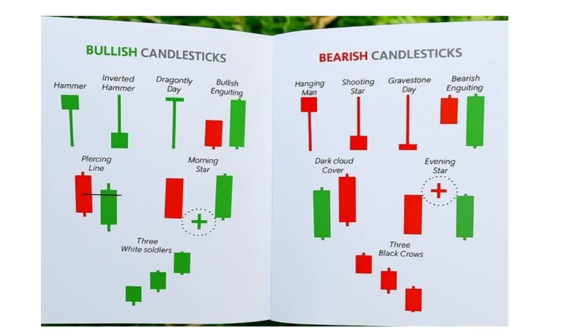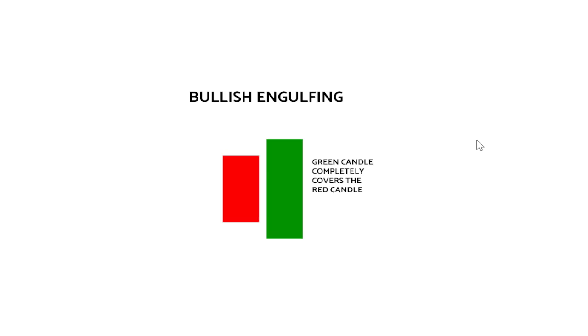In today's lessons, we'll be looking at candlesticks. There are two types of candlesticks, as you can see, the bullish candlesticks and the bearish candlesticks. I'll be giving you my four most preferred candlesticks. The very first one on my list is the bullish engulfing. This is a green candle that completely covers the red candle.